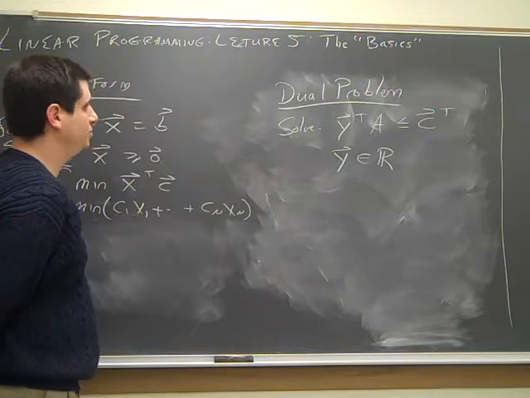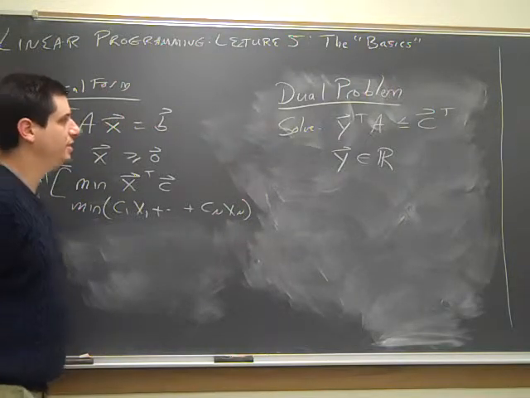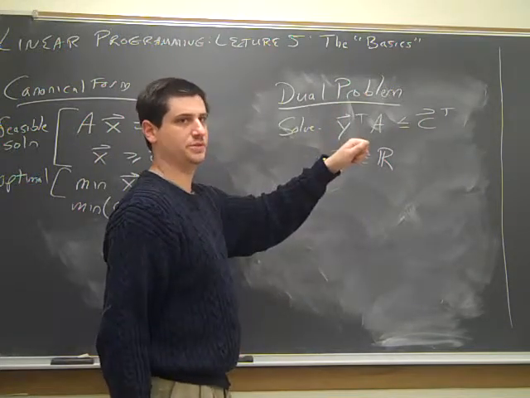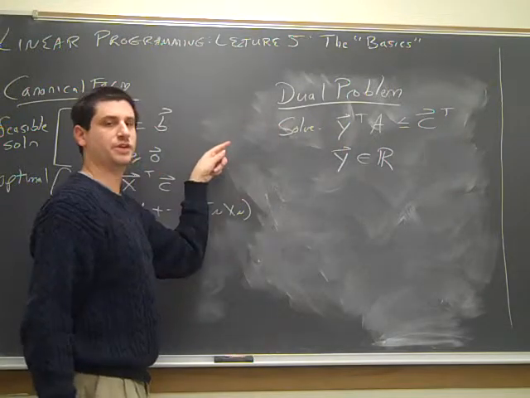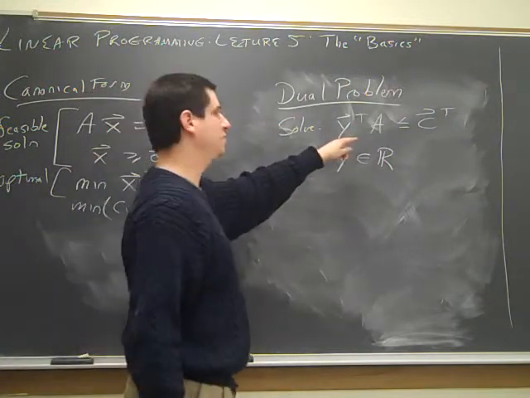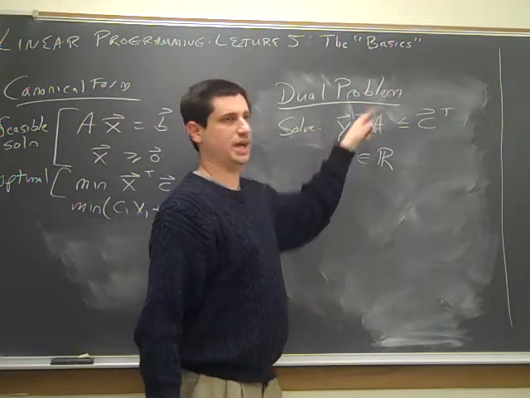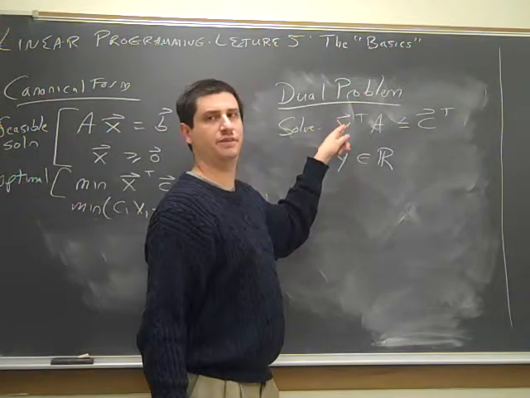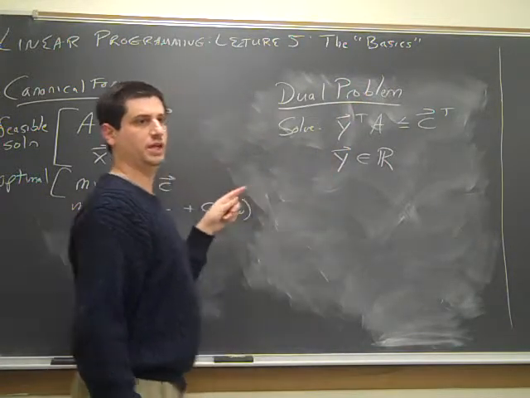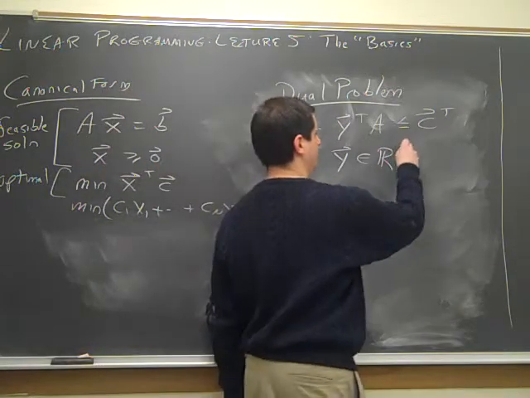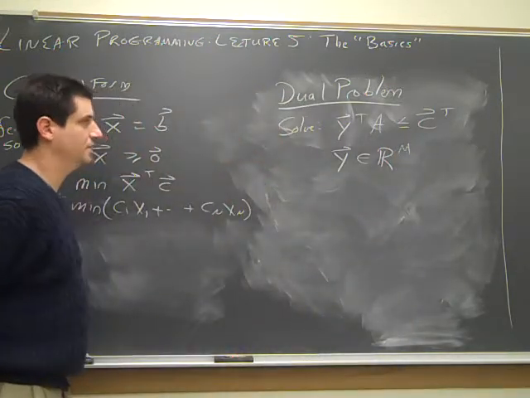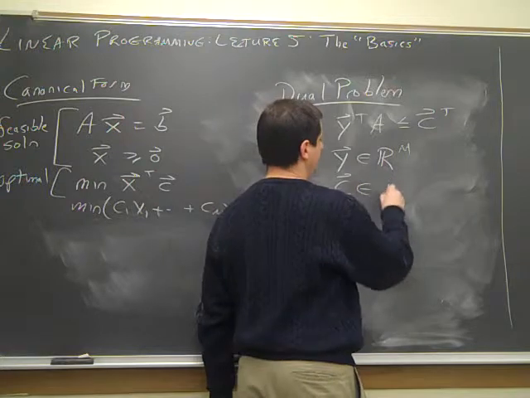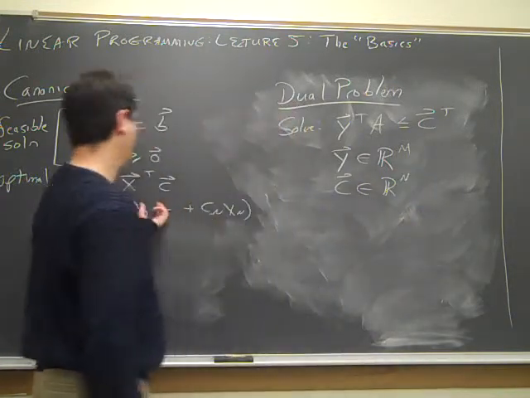And I always have to think for a moment as to what the dimensions of everything are. So A has m rows and n columns. Y I'm now going to be writing as a row vector, so I have to have the same number of columns in y transpose as rows of A. And so I believe y has to have m elements, so y should be in Rm. And then this will tell us over here, C is going to be in Rn. Well, good, because that's what C had to be from before.